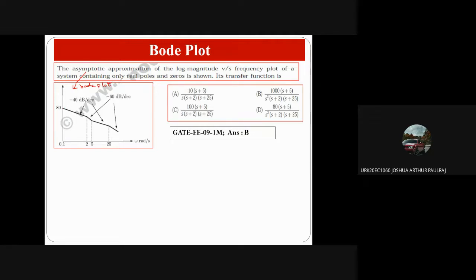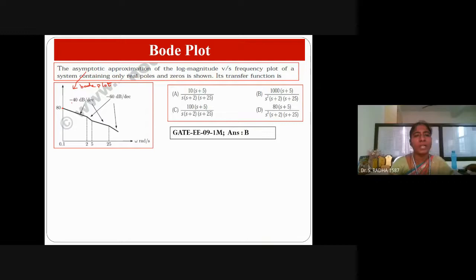Now the initial value is at 80 dB, and the initial slope is minus 40 dB per decade. So what I told from the basic factors, the beginning will be either an integral factor or a derivative factor if it is touching the y-axis. Integral factor means the slope will be minus, derivative factor means the slope will be plus, and in that case it will be an increasing graph.